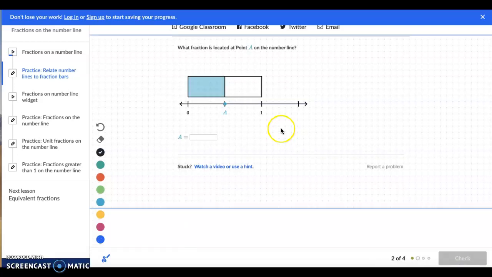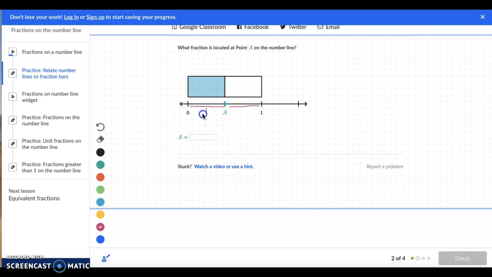All right, moving on. This time I'm going to be looking at what fraction is located at point A on the number line. So I'm going to be looking at my number line first. So I have 0 to A and then A to 1. So how many spaces do I have? I have 1, 2. So that means that my number line has been broken up into halves.